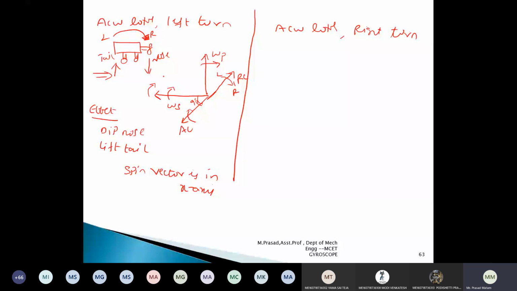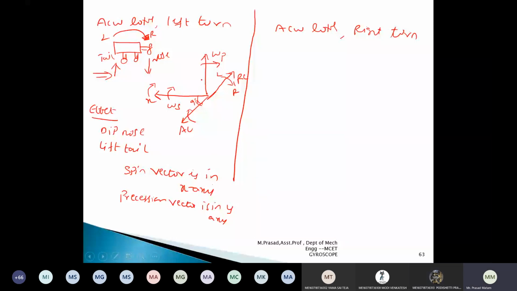Next, the precession vector is in the y-axis. So again in the y-axis we are having positive y and negative y. How we draw it, positive y-axis only, depends upon left turn and right turn. When the aeroplane takes a left turn, the precession vector is coming in the positive y-axis. And when it is taking a right turn, it is coming in the negative y-axis.